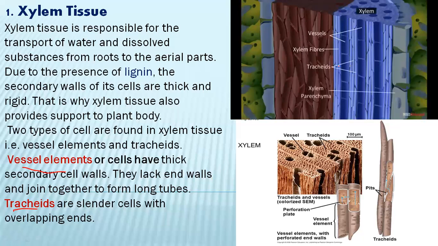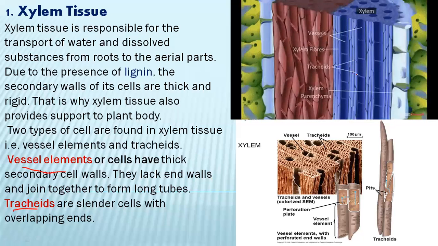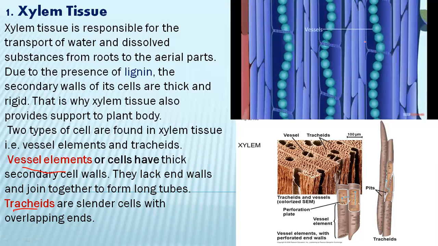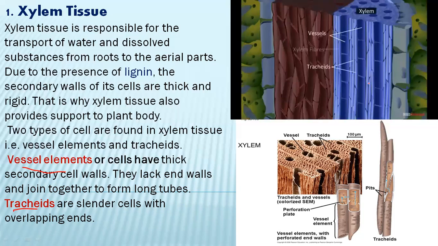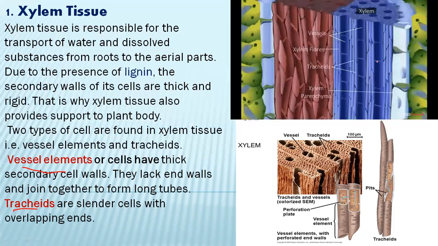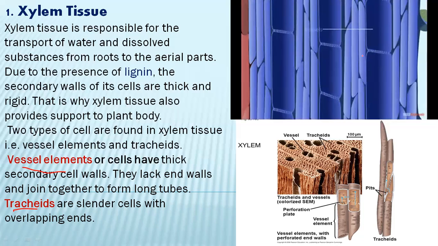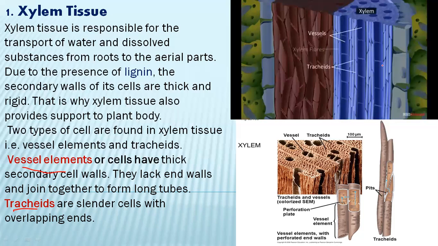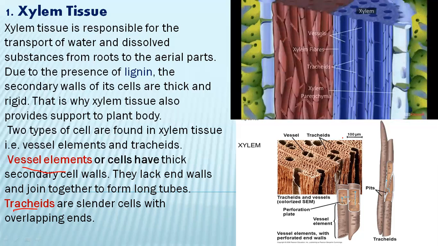You can see here, these are the tracheids. Okay, these are vessels. Vessels are broader and tracheids are very thin indeed. And these are end walls, but vessels don't have end walls, just perforations, and these are the water molecules which are conducted from the roots to the aerial parts in the column, in the line.